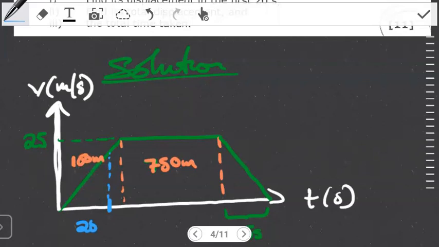My point being here, if we have to find out how far this object goes. Sorry, not that.